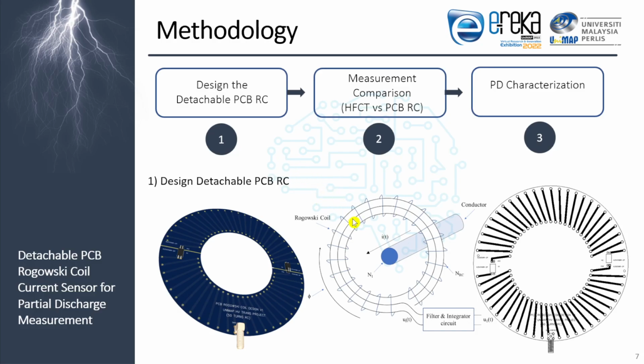First, we have to calculate and design using the appropriate formula. So we have to design the diameters of the PCB Rogowski coil, and how many turns. For this one, we make a 50-turn Rogowski coil, and then we design the PCB-RC using the online software EasyEDA. Then we fabricate the PCB, and for the measurement testing, we compare the HFCT with the PCB-RC that we have designed.